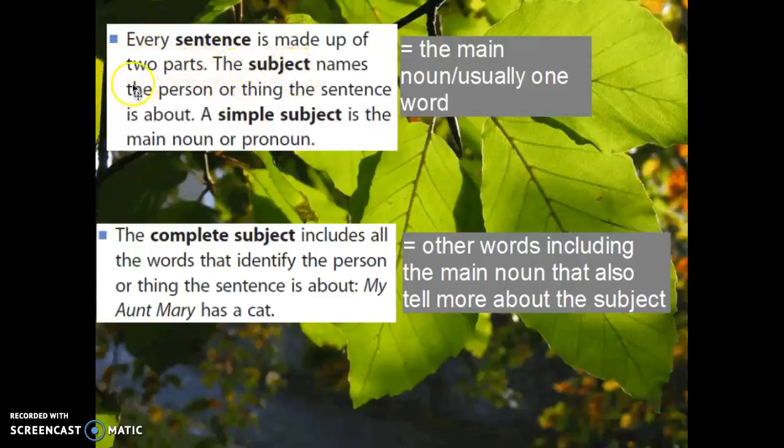The subject names the person or thing the sentence is about. In other words, that would be the noun. Person, place, thing, or idea. It's usually one word when we're talking about the simple subject, which is the main noun or pronoun. The complete subject includes all the other words that identify the noun. Or in other words, the other words including the main noun that also tell more about the subject. Okay. We'll take a look at some examples in just a minute.